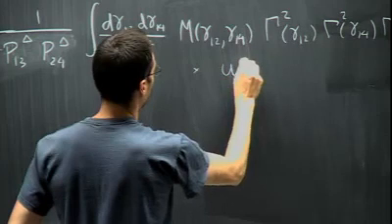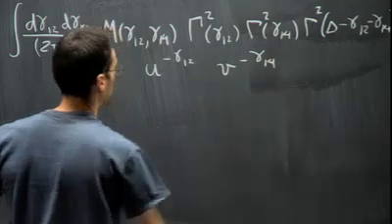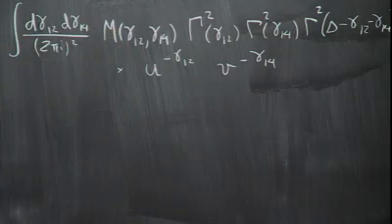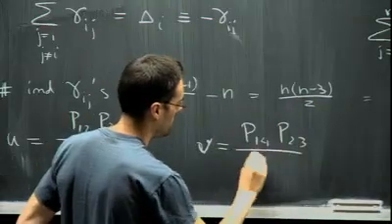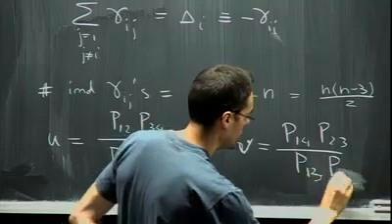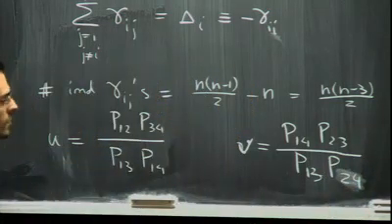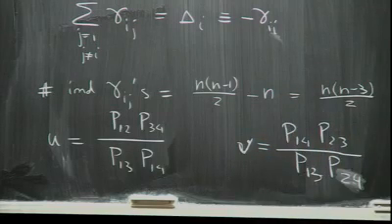You just get u to the minus gamma 1,2 and v to the minus gamma 1,4, where, well, maybe you still don't remember, I'll write it here. So u is p13, p24 over p12, p34, and v, the other cross ratio, is p14, p23 over p12, p34. Sorry, p13, p24. Okay, so it's very simple. If anyone is confused with this step, please ask me.